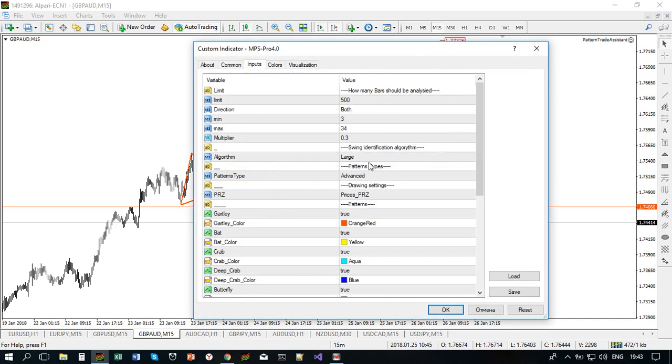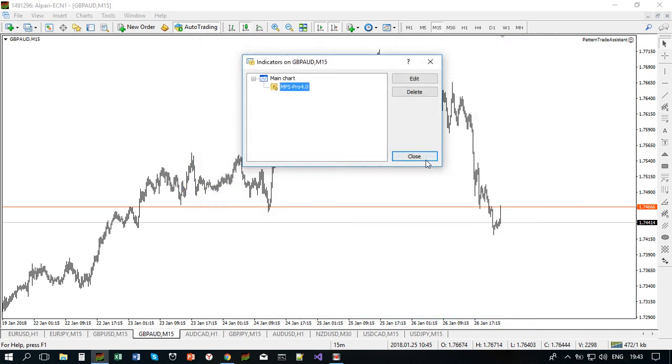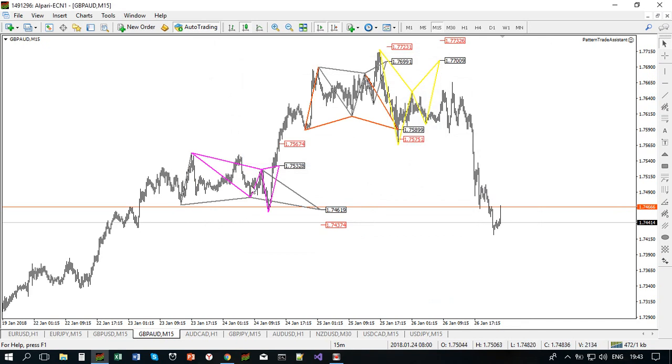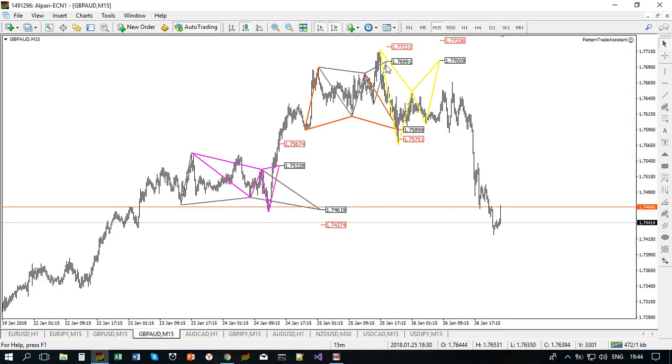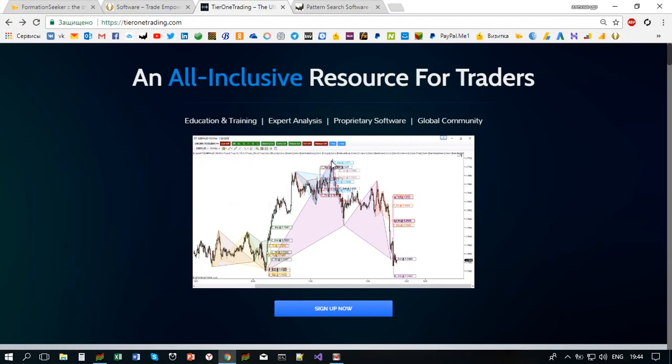If we switch the swing identification algorithm from large to extra large, and you know, guys, you don't need to always switch the algorithm from large to extra large. Simply attach one indicator running the large algorithm, another indicator running the extra large algorithm. I will explain it in my next video, the features, how to use the software. Yes, you will see different patterns. We had a Gartley in the previous one, and now we have a larger butterfly here, and also a larger gray butterfly here.